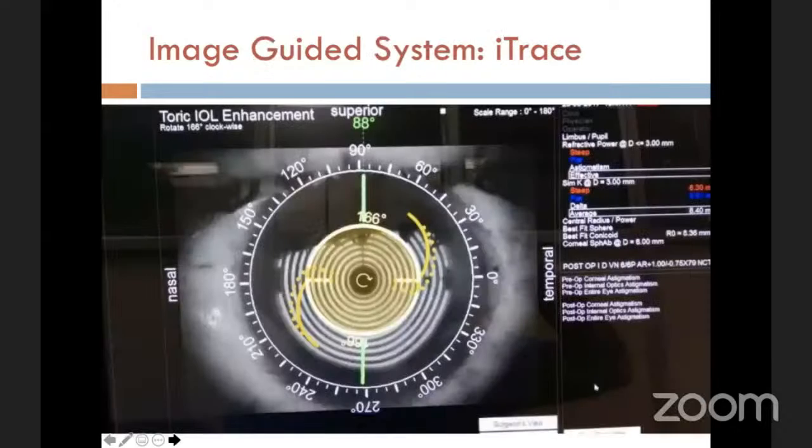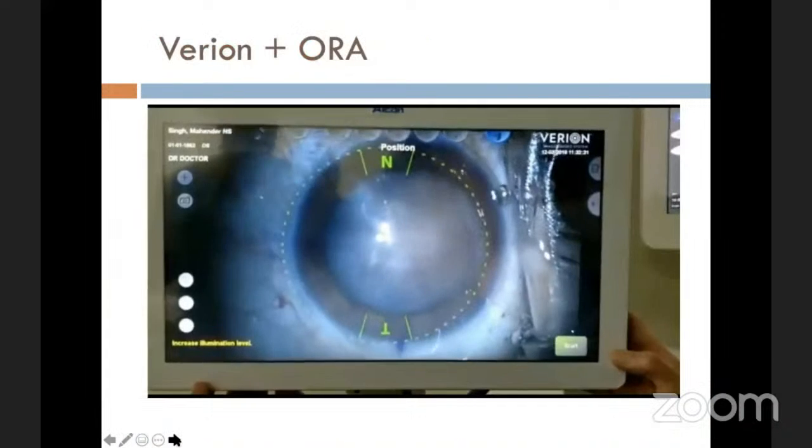Then you have post-operatively also image guided systems like iTrace, which can tell you whether the IOL is aligned in the post-operative period or not. And then even if there are slight misalignments, these can be tackled.